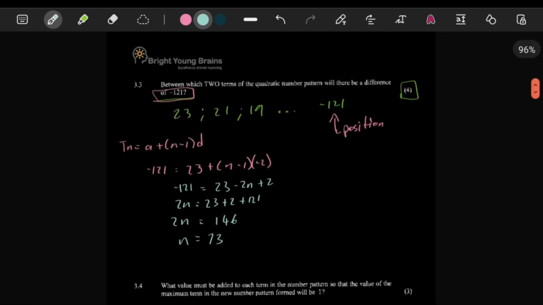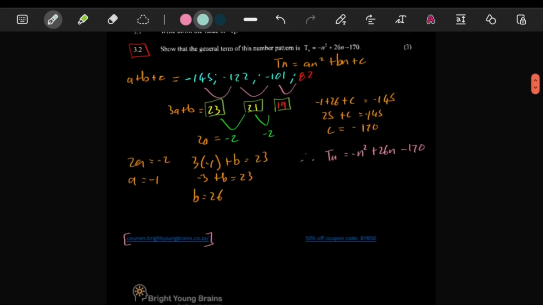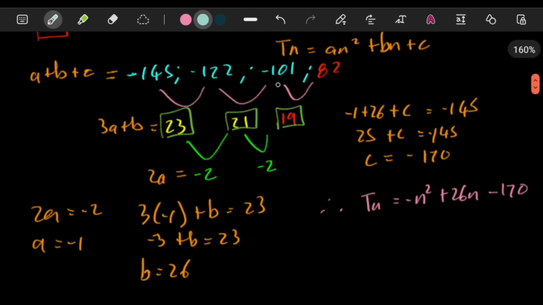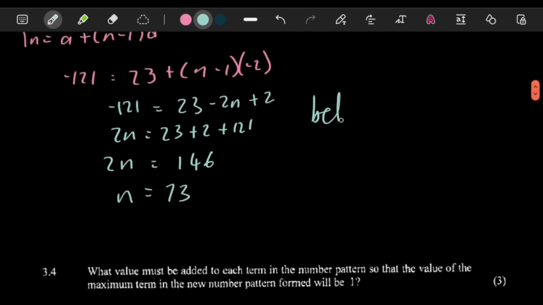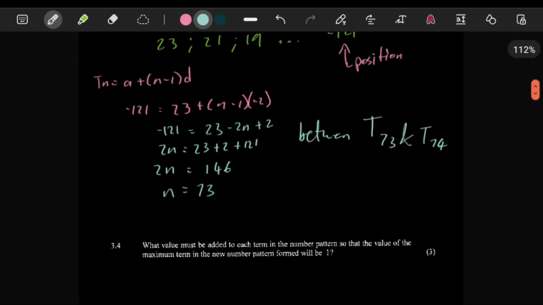So the two terms are between 73 and 74. Because if this is term number 3, it's the difference between 3 and 4. This is term number 2, the difference between term 2 and 3 for the quadratic number pattern. So here we can say between T73 and T74.